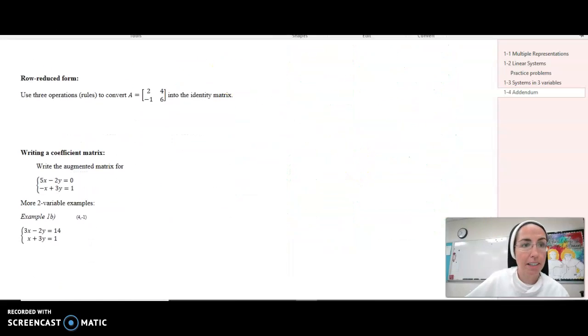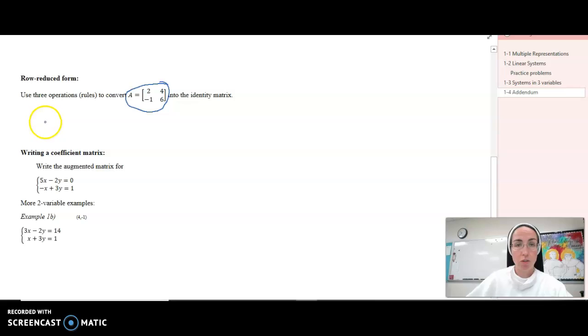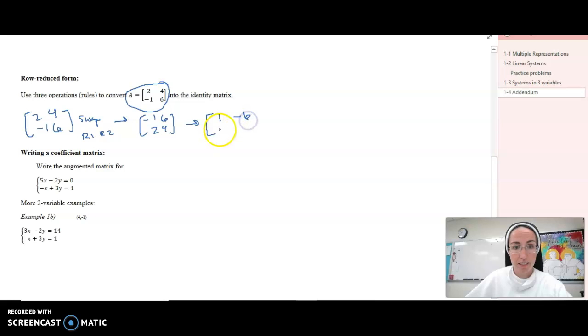Okay, so just some practice. Using our rules, let's convert this matrix A into the identity matrix, just using our rules. 2, 4, -1, 6. Well, I see there's a 1 there. So the first thing I might do is swap row 1 and row 2. So let's just swap them. -1, 6, 2, 4. Okay, then I want to multiply the top row by -1. 1, -6, leaving the bottom row unchanged.